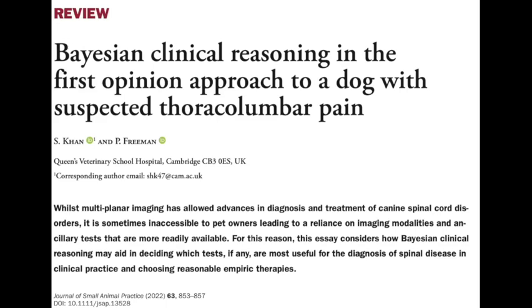Summary. It is clear that, based upon the available data, none of the tests described above meet the criteria set out by Bayesian reasoning.